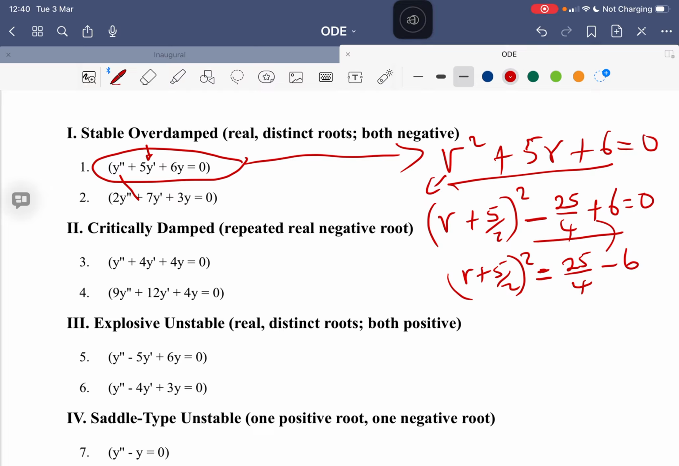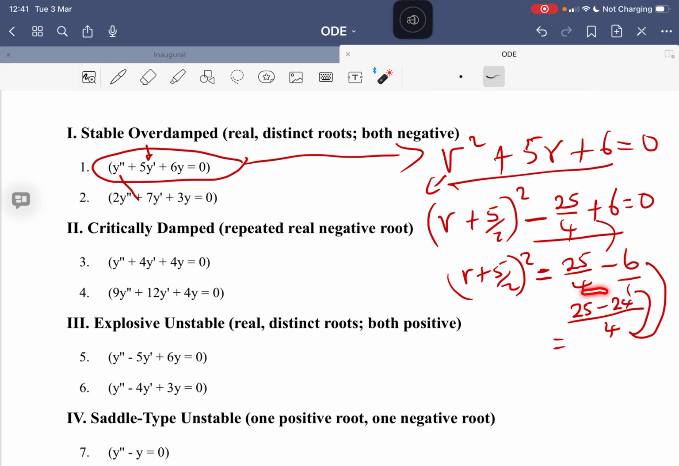So we now solve this. We can say 6 over 1, or LCM 4. So here we have 25 minus 24, because 4 times 6 is 24. So that is what we have here. If we simplify, the numerator is 25 minus 24, which is 1 over 4. So the right hand side is 1 over 4.